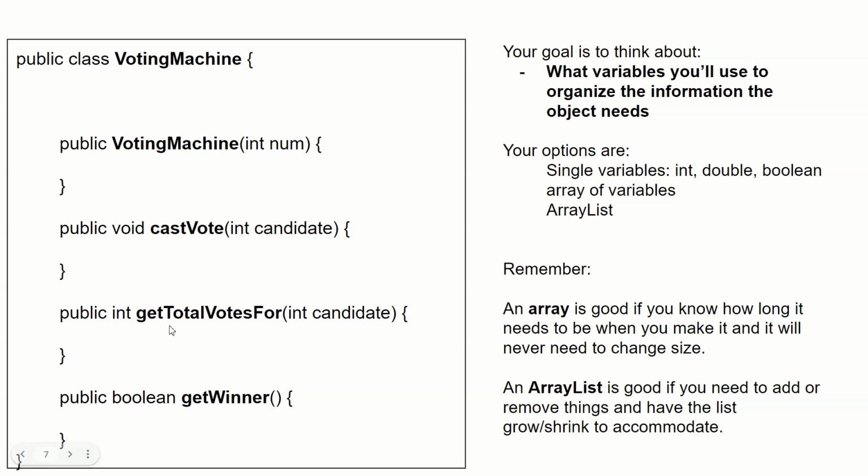For individual variables, you've got the familiar options. You've got String and int and double and boolean and others if you know them. You could also make arrays of those variables or ArrayLists of those variables. And in the future, there are going to be other options as well.